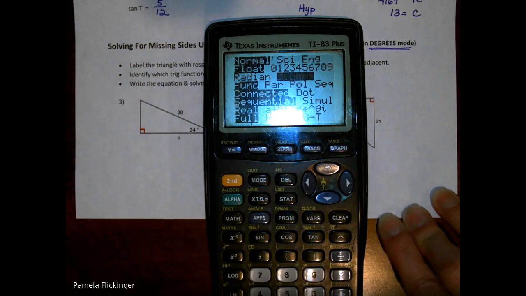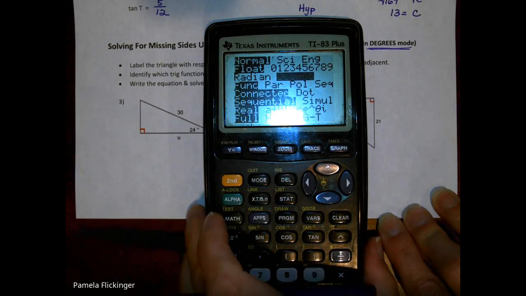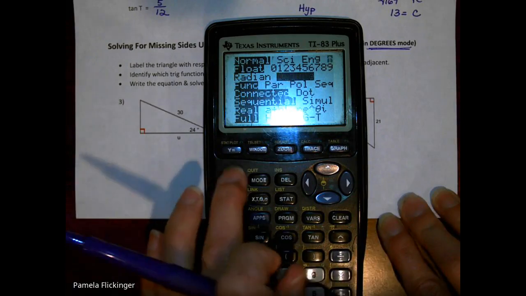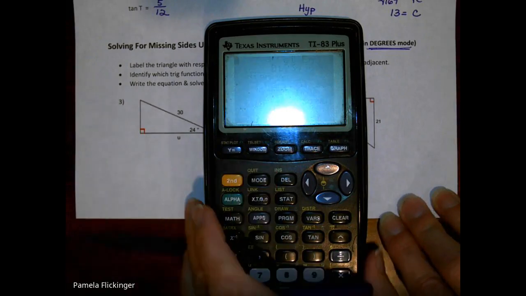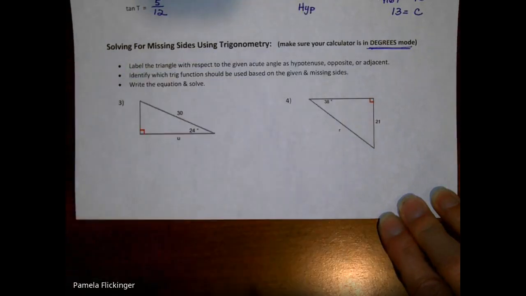If you don't have a graphing calculator, but a scientific one, up in the corner, you should see a little DEG. That signifies that you are in the degree mode. Okay, so once you have that highlighted, you can quit out of there and we'll be ready to use it.